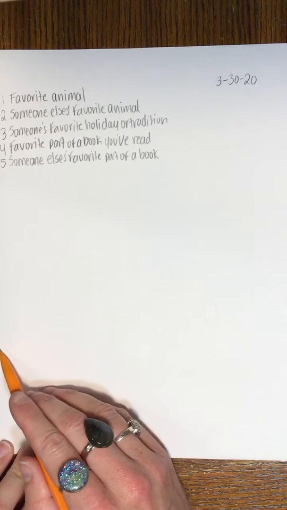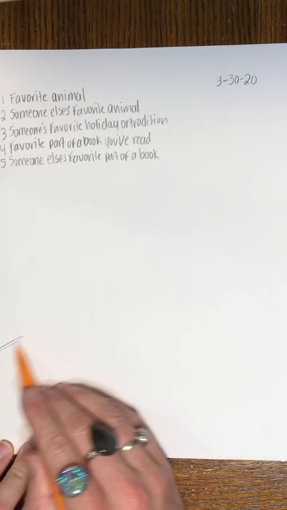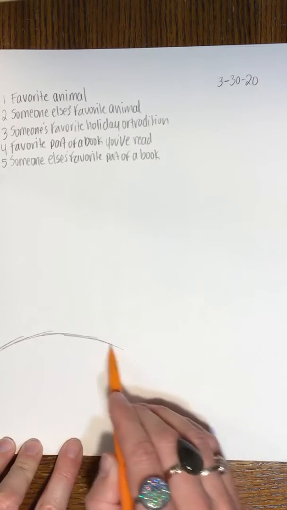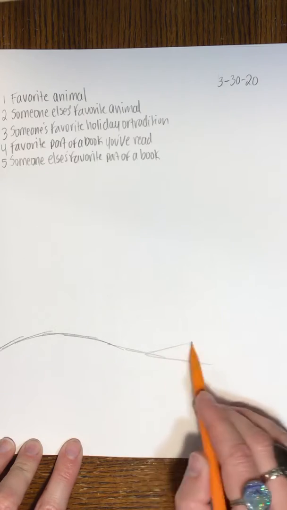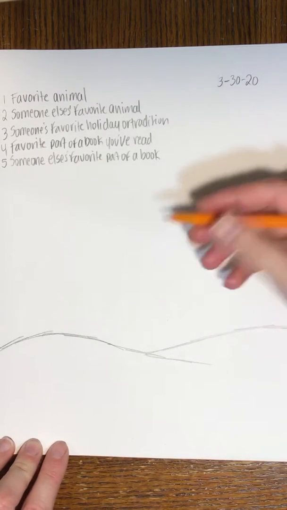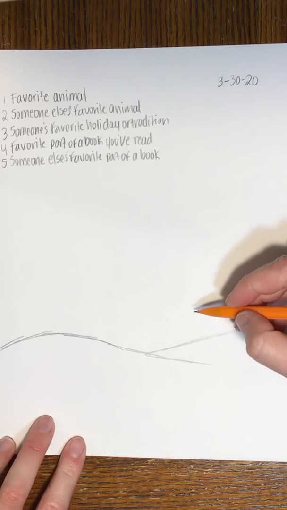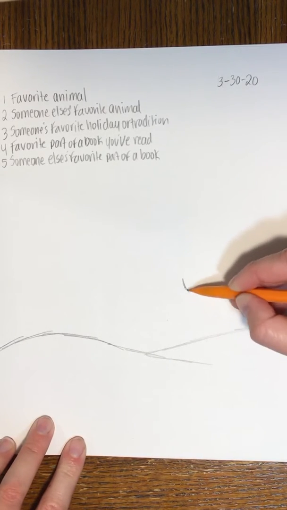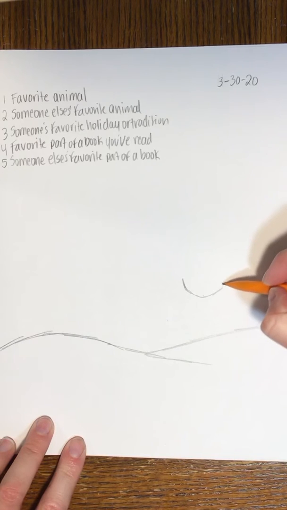Let's start out by drawing the ground. Remember, nature is not perfect, so your ground does not need to be a perfectly straight line. I like to use hills. First grade, I'm going to begin with you guys. You're going to draw your favorite animal. My favorite animal is the cat.